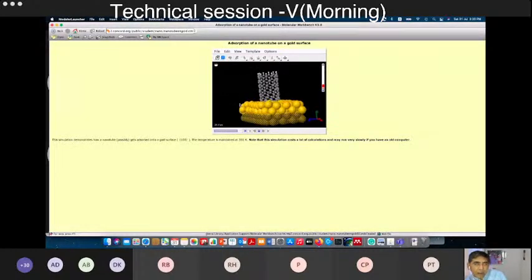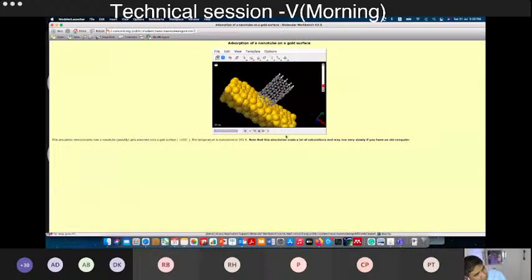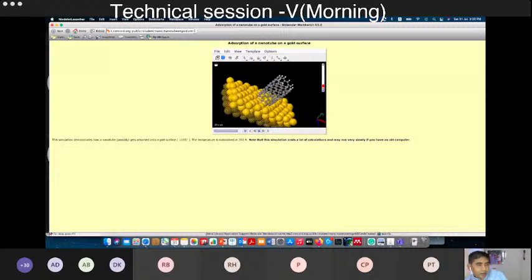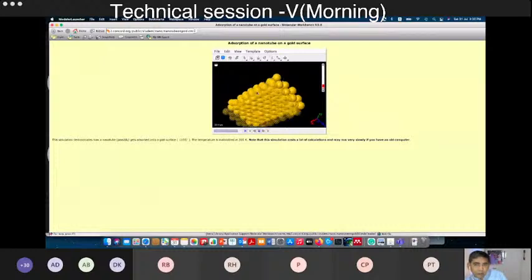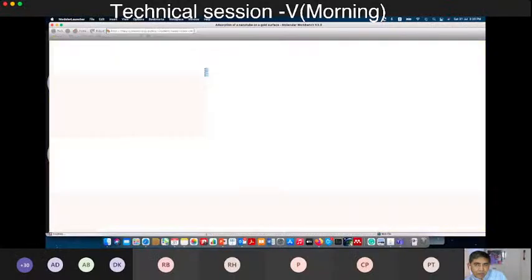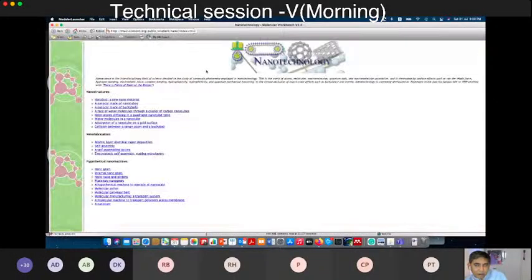All right, so let us discuss another. I have 10 minutes left, then we can go to another one. That is a collision between a xenon atom and a buckyball. That is again fullerene, so you just run it. So what happens if the xenon atom and this fullerene collide with each other? How it actually vibrates back and forth is being shown here, okay?